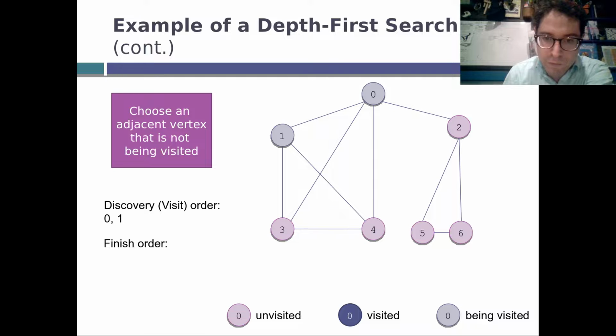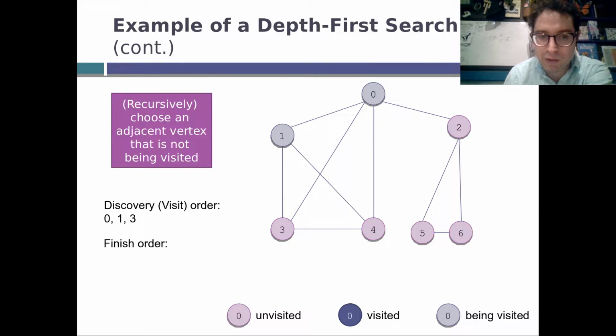So we're going to go visit 1 next. So where can I go from 1? Well, I could go to 0, but I've seen that. But I haven't seen 3 or 4, so I'm going to go see 3 first. Then from 3, well, I've seen all my adjacent. I've seen 0, I've seen 1, but I haven't seen 4, so I'm going to go visit 4. At 4, I'm at a dead end. I can't visit anything from there.